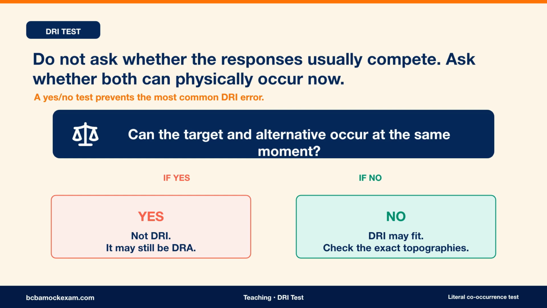Can the exact target and exact alternative occur at the same moment? If yes, DRI fails, although DRA may fit. If no, DRI may be the most specific label. Clear operational definitions matter because vague behavior names can hide possible co-occurrence.